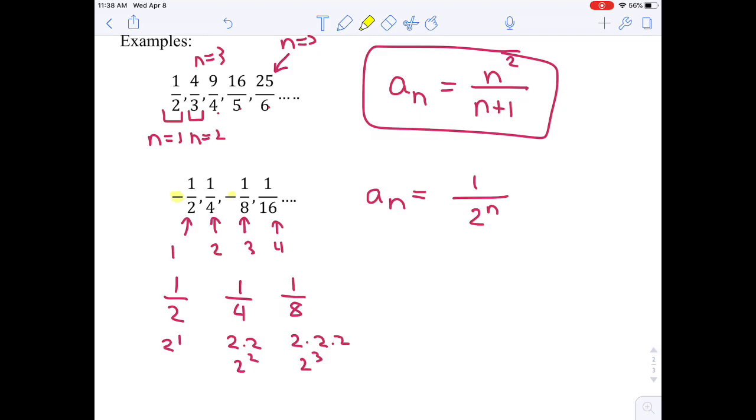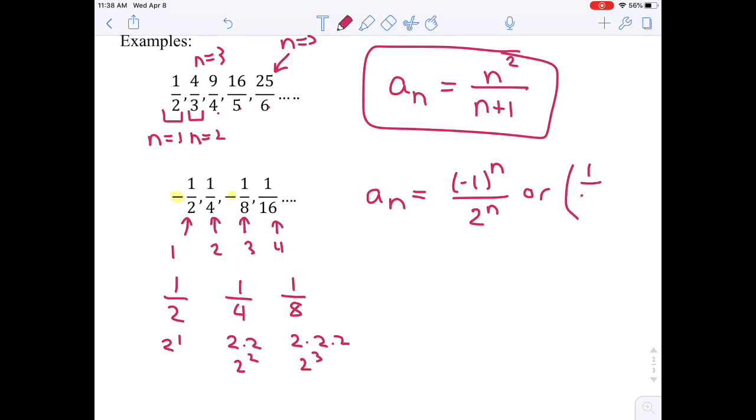Now the one thing we do need to look out for is this alternating negative sign. I have two ways to do this. I could make this a -1 and raise this to the n. So n to the 1 would make it -1. When n is 2, it would be squared, so it would be positive. So that's going to fit there.